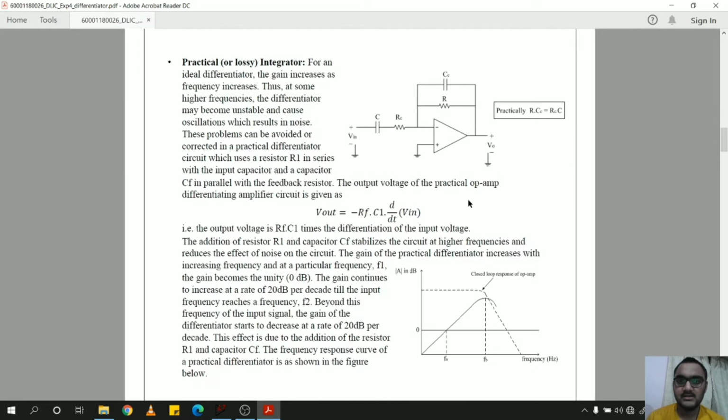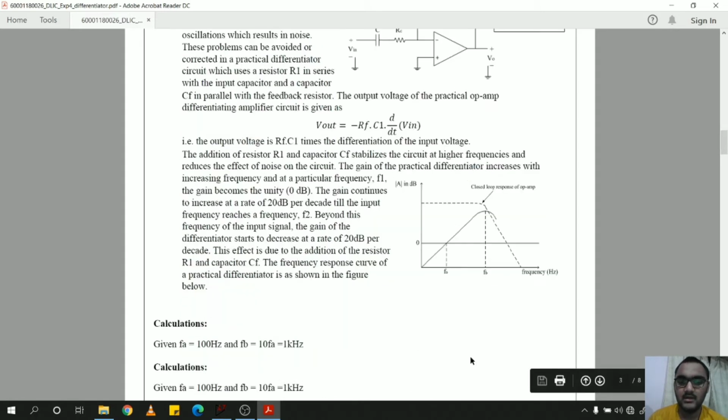In the practical differentiator, we are connecting a resistance in series with the capacitance at the input and we are connecting a capacitor in parallel with the feedback resistor. So even if the resistance across this capacitor becomes low, this resistor RC will provide the overall impedance at the input terminal. And because of this capacitor connected in the feedback loop, after a certain point, the gain of the system will stop increasing and it will reduce along with the frequency.